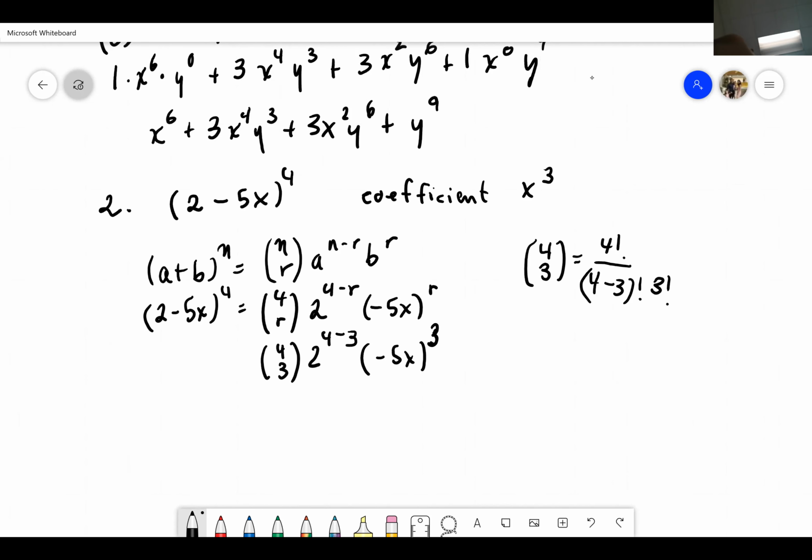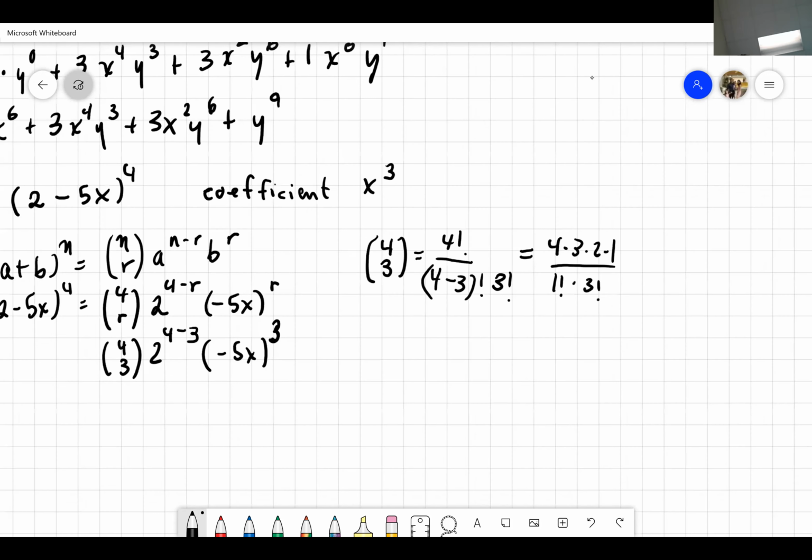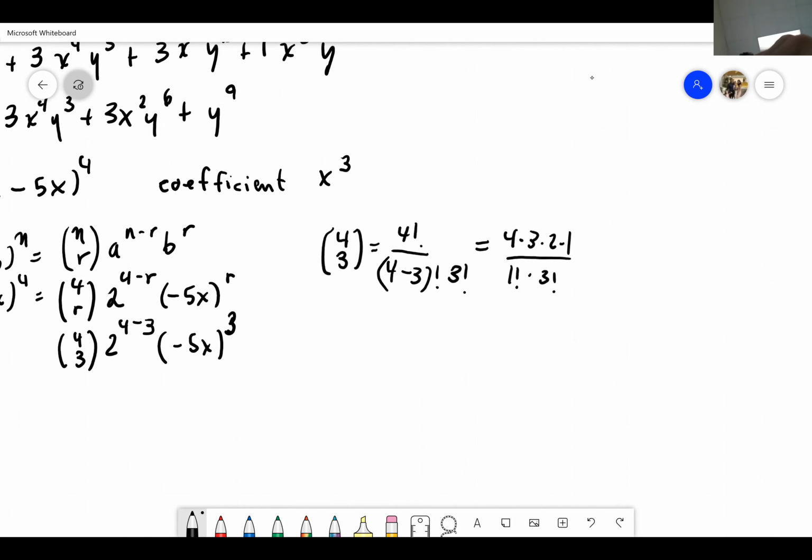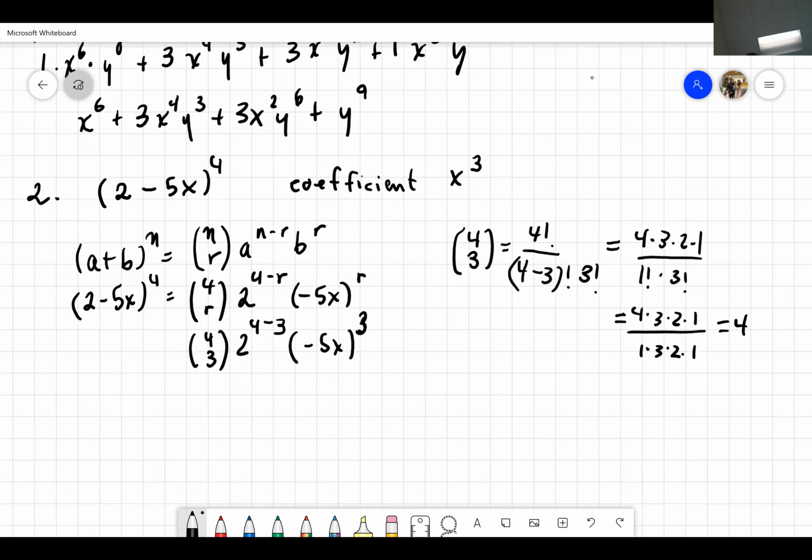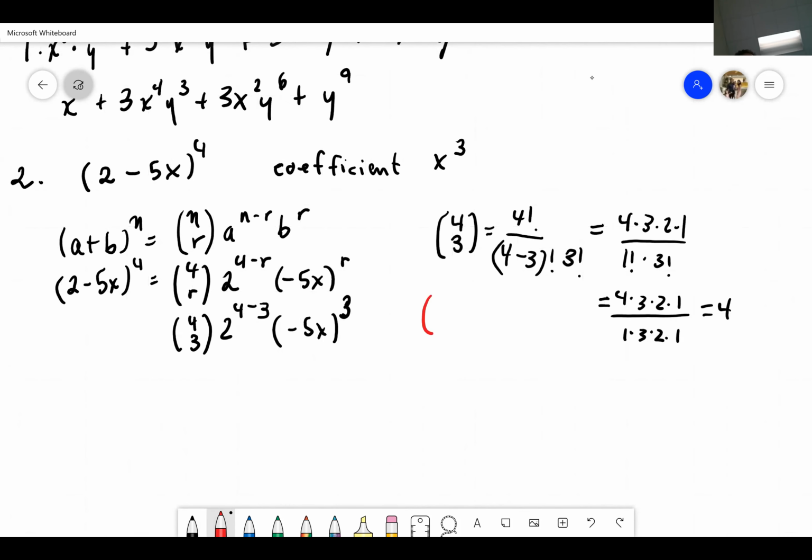All right. That's 4 times 3 times 2 times 1 divided by 1 factorial times 3 factorial. You could tell that this is just going to be 4 times 3 times 2 times 1 divided by 1 times 3 times 2 times 1. So it's just 4. Now remember, the formula for this nCr is n factorial divided by n minus r factorial times r factorial. This is a combination which we'll revisit in statistics.